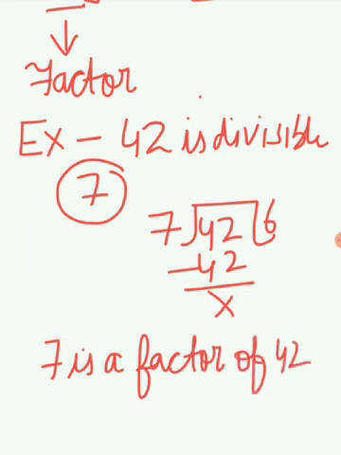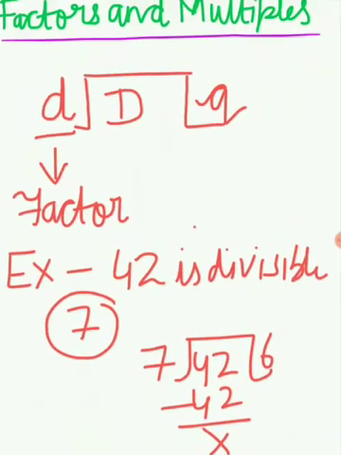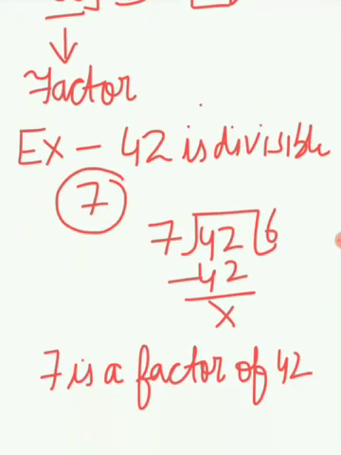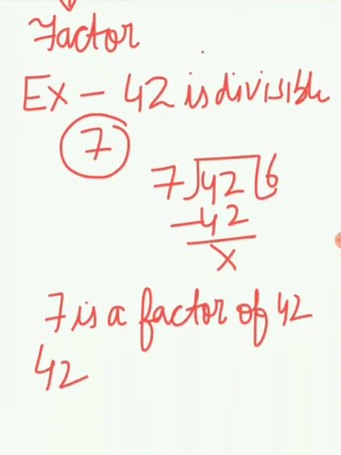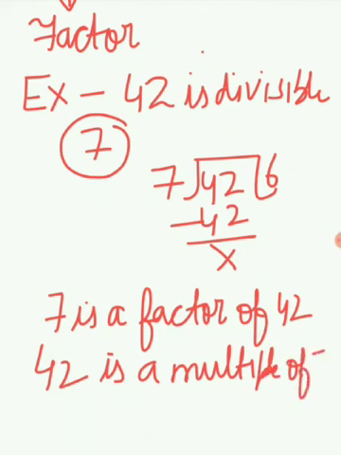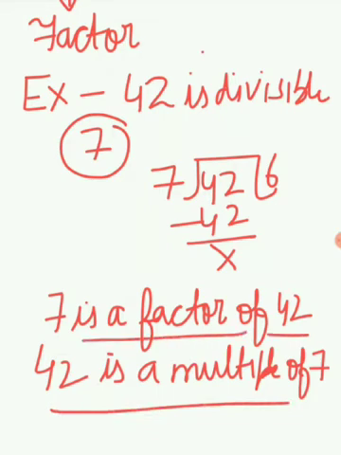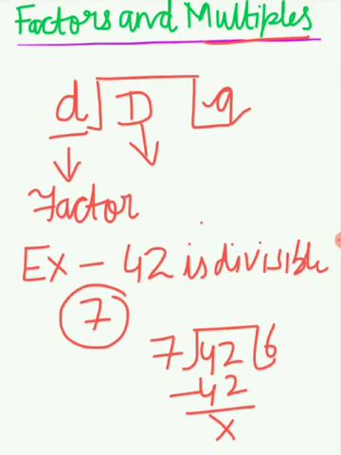42. And in the same way, I have written the multiple here. So 42, the dividend part, is a multiple of 7. 42 is a multiple of 7, and 7 is a factor of 42. So a factor means the number which divides the given number exactly. Okay, so this is a factor.